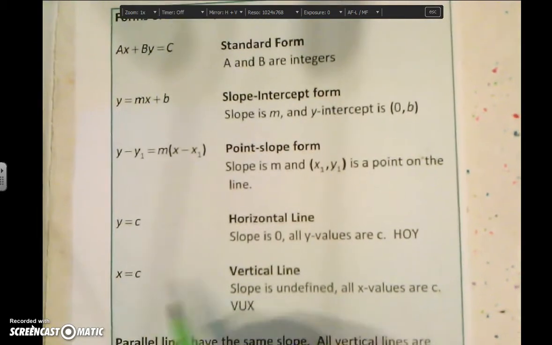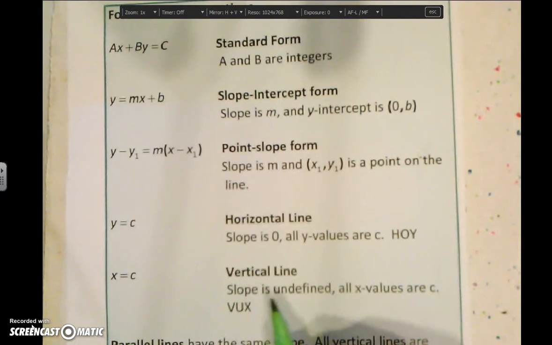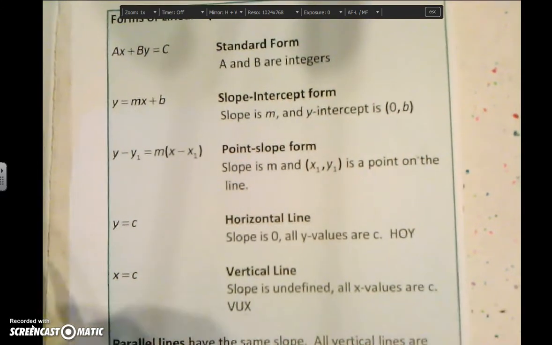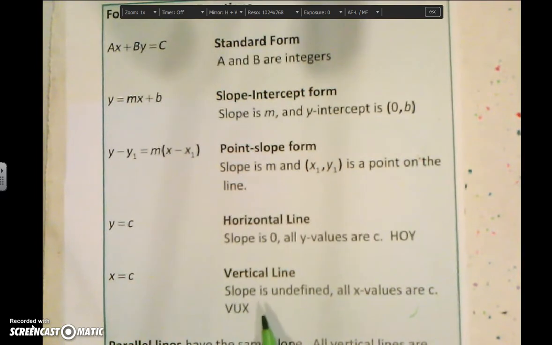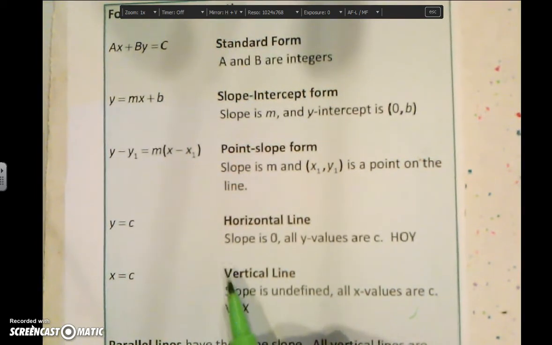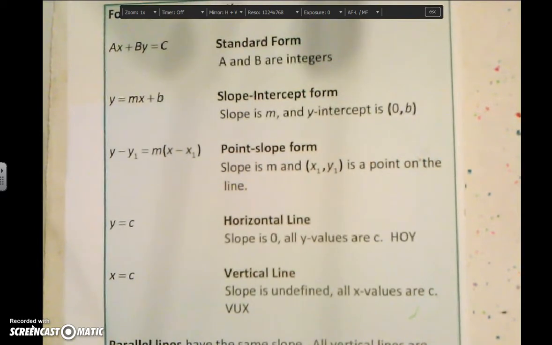And then vertical lines are x equals some number. On these, the slope is undefined always, and all x values are c. So whatever c is, that's what x is always equal to. And then we have V-U-X as a reminder. So V for vertical lines, U for the undefined slope, and X because it's an x equals equation.